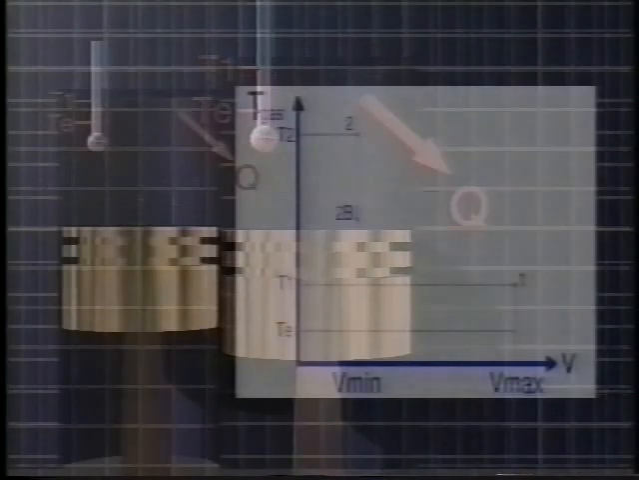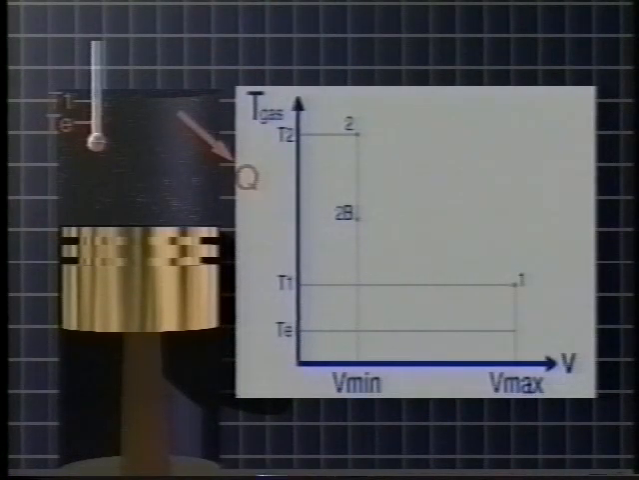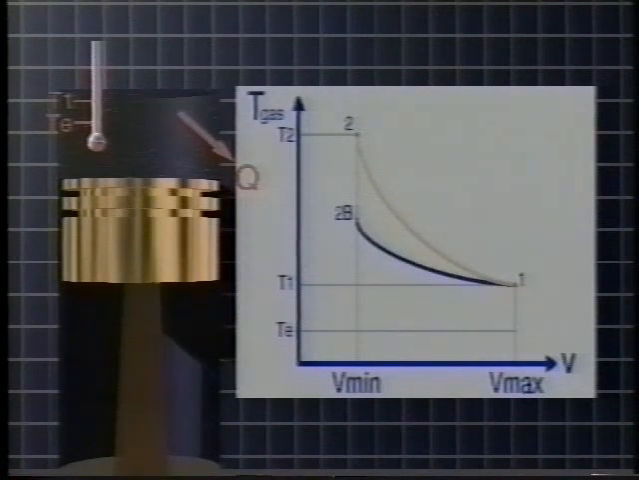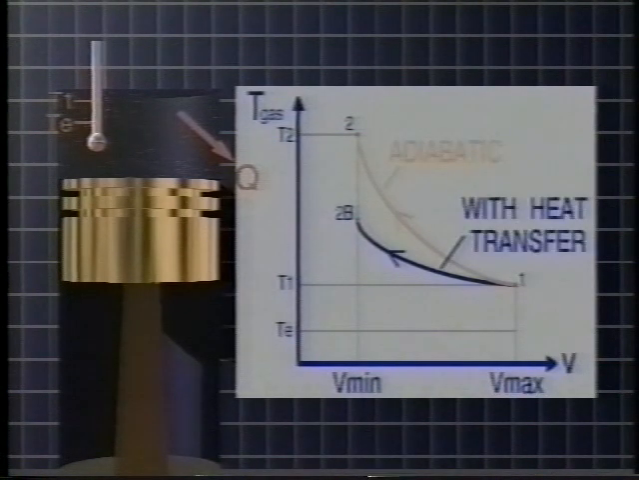Suppose the initial gas temperature T sub 1 is considerably larger than T sub E. During the compression process, the gas temperature tends to increase because work is being done on the gas. Heat transfer occurs from the gas because of the temperature difference between the gas and the surroundings. A TV diagram in that case looks like this. The gas temperature is less at all volumes than for the adiabatic case because of the heat transfer.